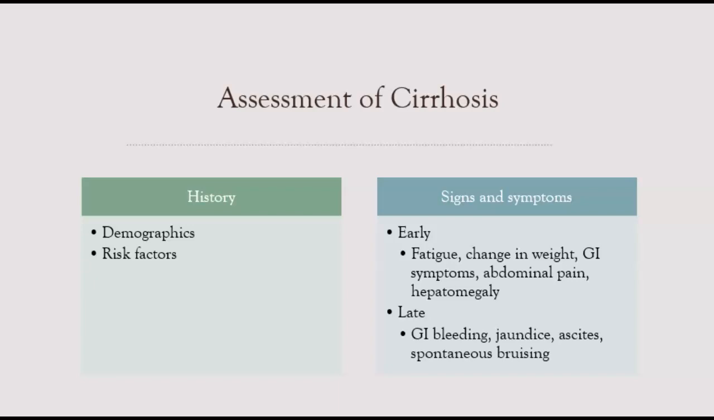Signs and symptoms. Early signs and symptoms, you'll see fatigue, significant change in weight, GI symptoms such as anorexia and vomiting, pain in the abdominal area, liver tenderness, and hepatomegaly. Late signs, you'll see GI bleeding, jaundice, ascites, and spontaneous bruising.